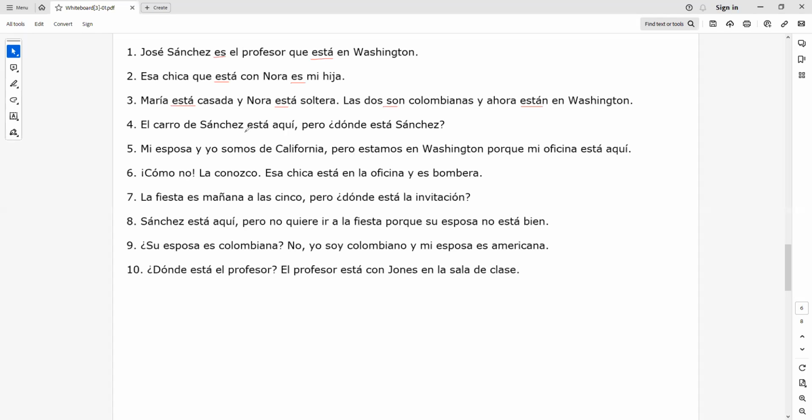El carro de Sánchez está aquí. It's here, it's location. Pero ¿dónde está Sánchez? Where is Sánchez? Again, you're asking about location. Mi esposa y yo somos de California, pero estamos en Washington porque mi oficina está aquí. So we are from California. So that, of course, is origin, but we are in Washington right now. We are in Washington, so it's location because my office is here, position, location.